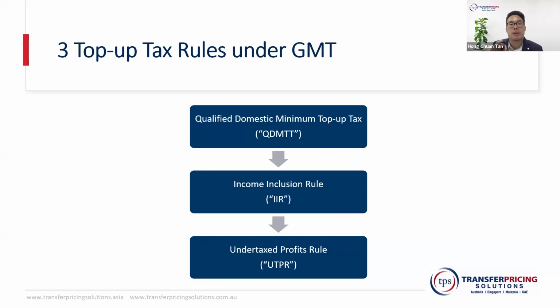When QDMTT is not implemented in the tested jurisdiction, then it will fall back to the IIR, the income inclusion rule, where the top-up tax will be paid by the parent entity in the foreign jurisdiction where it's located, right? Now, when QDMTT and IIR are not available, as Adrian has mentioned, the UTPR, the undertaxed payment rule, is a backstop rule where any jurisdiction within the MNE group has the right to collect the remaining share of the top-up tax by way of denying deductions at the expense level, etc., depending on the UTPR rules put in place. So this is the order of priority when we look at how top-up taxes are paid: QDMTT, IIR, and then lastly, UTPR.